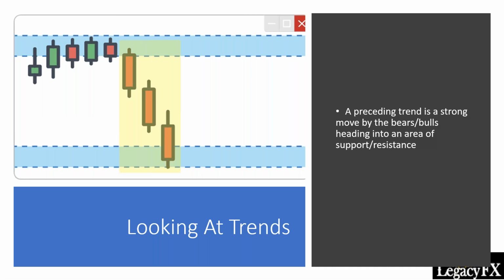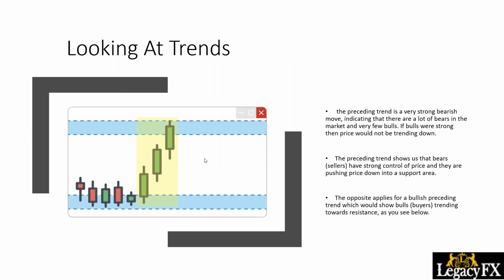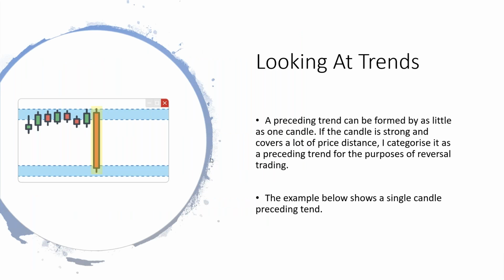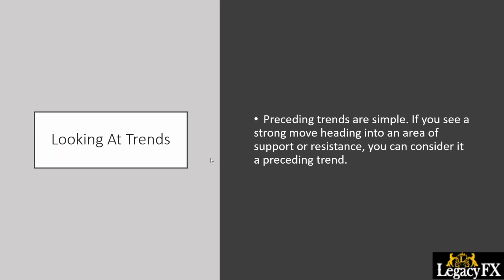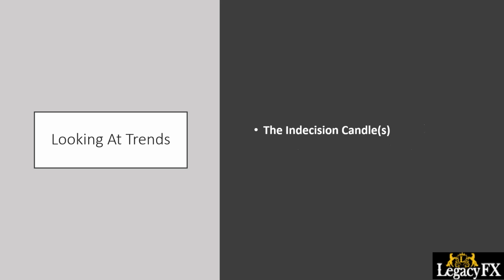So the preceding trend is either bullish or bearish. We've got it noted by three candles. It can be five candles, it can be seven candles, it can be nine candles, and it can be an intermix of some green and some red, just so that the trend is in a definite move. And it could be, like I said, three 15-minute candles, so that trend could be over the last 45 minutes. So the preceding trend is simple. If you see a strong move heading into an area of support or resistance, you could consider it a preceding trend. But then we get the important one.